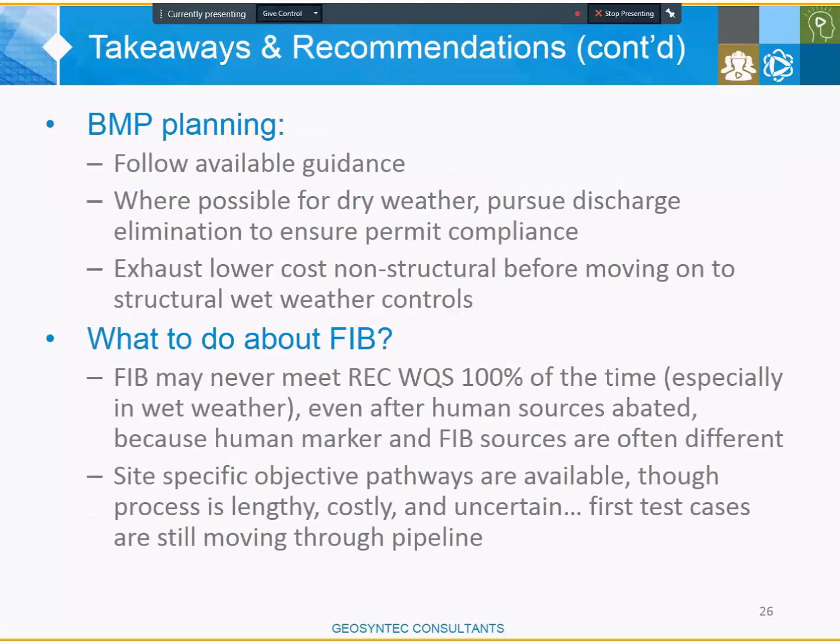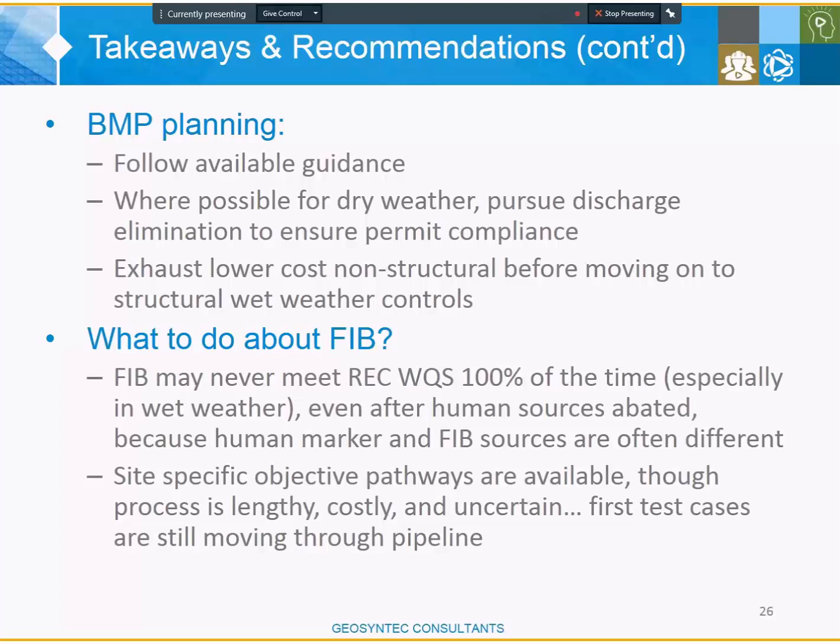Last slide on takeaways and recommendations. For BMP planning, recommend following available guidance, which I cited here in this presentation. Where possible for dry weather, pursue discharge elimination to ensure that you get permit compliance, and exhaust your non-structural lower-cost BMPs before moving on to structural wet weather controls. Lastly, we always get asked this question, well, what do I do about bacteria? Is this going to bring me into compliance?